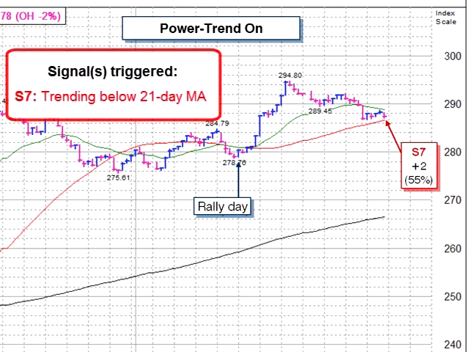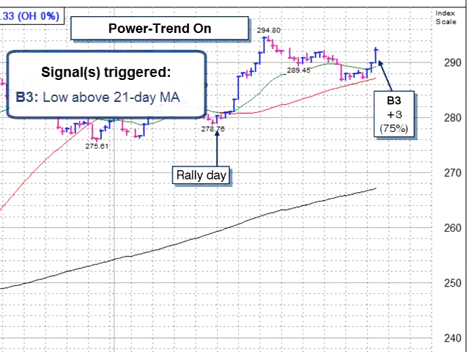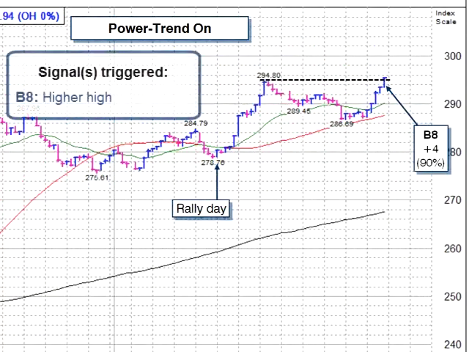So we're backing away from the market. Now we get some strength here. We're back above our 21 day, so we get a B3 with 75%. And we go to new highs. Very good. So here's your last marked high. We close above it. That's your B8, your sign of strength. So our count expands to +4.